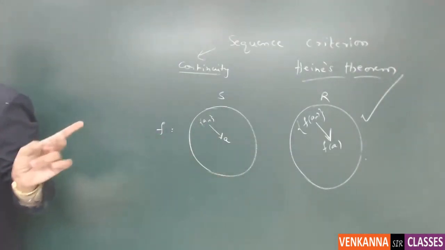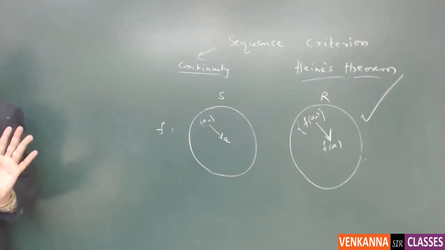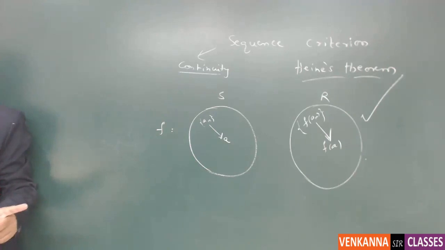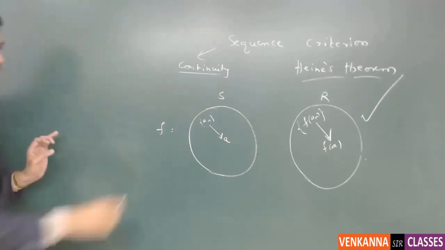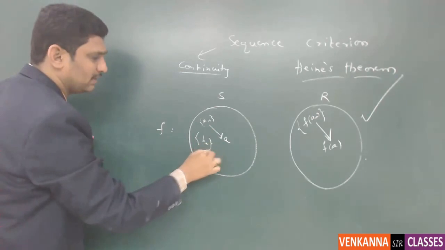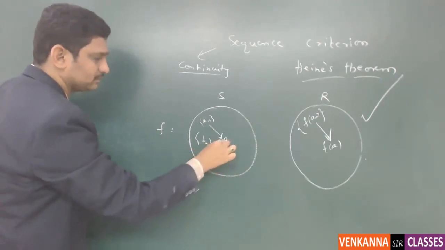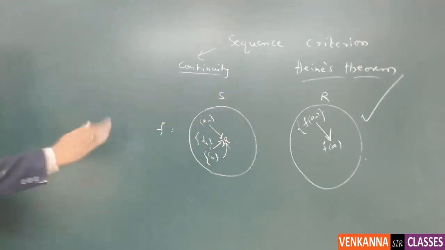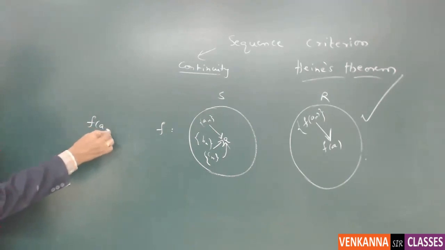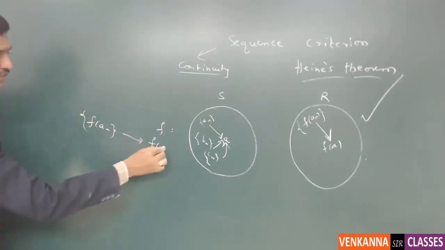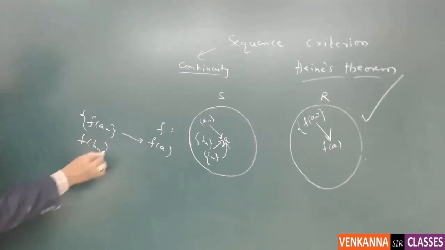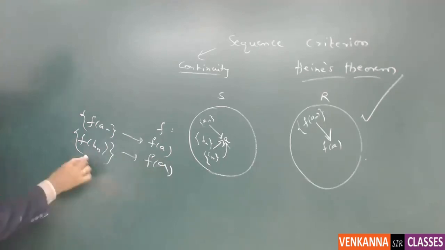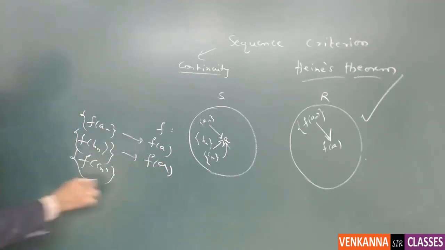That was the actual thinking of the sequence criterion, or Heine's theorem. It must be true for every sequence. So I have taken three sequences, an, bn and cn. All are converging to A. Then the corresponding image sequences f of an must converge to f of A, f of bn must converge to f of A, and f of cn must converge to f of A.